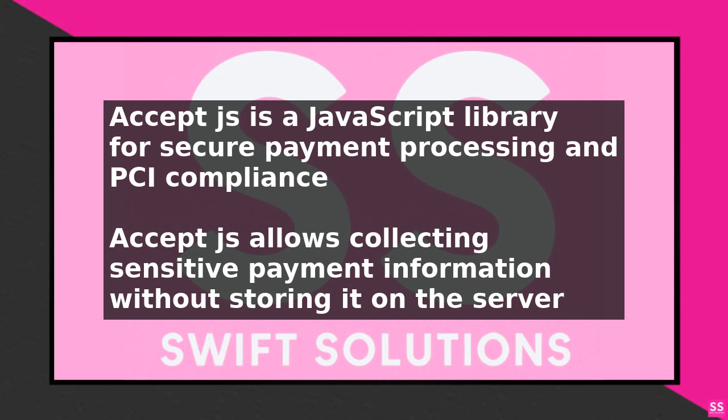First, let's start with the basics. Accept.js is a JavaScript library that allows you to collect sensitive payment information from your customers, such as credit card numbers and expiration dates, without having to store this information on your server. This ensures that your website is PCI compliant and reduces the risk of data breaches.